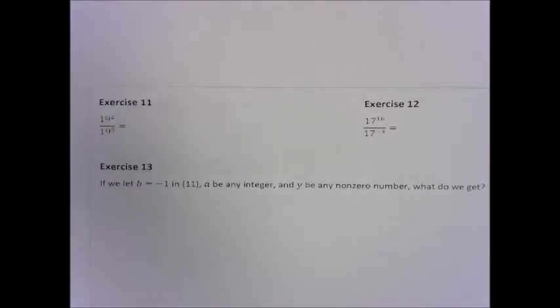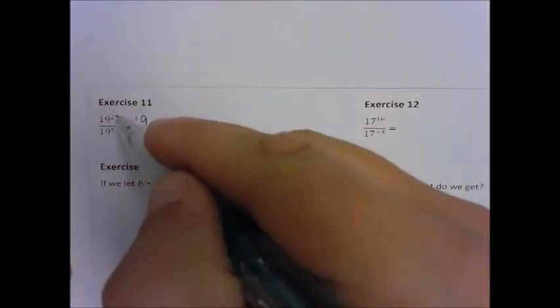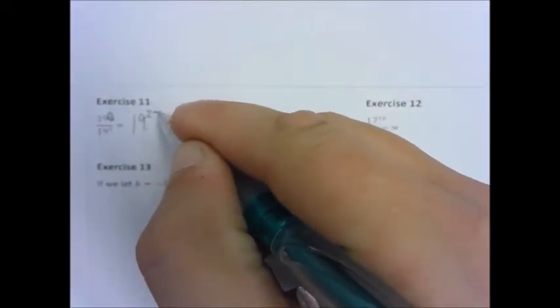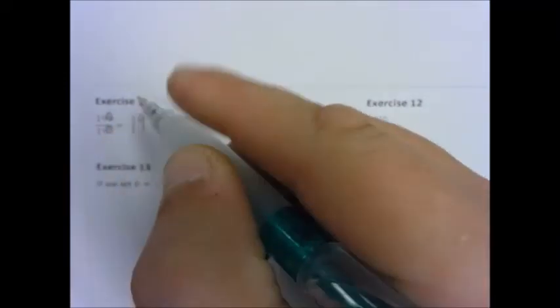Now looking at exercise 11, we're going to use that same proof that we just took a look at at the top of page 18. We have 19 to the second power over 19 to the fifth power. So we still have our base of 19. Now we take the exponent of the numerator, 2, and subtract the 5, the exponent of the denominator. We're going to subtract those two exponents. So our answer is actually 19 to the 2 minus 5 power.